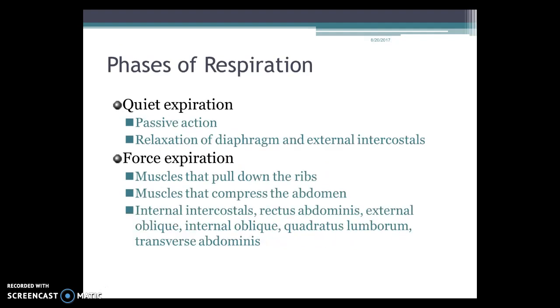Expiration, quiet expiration, should just be a passive action. Your diaphragm and your intercostals will relax, but it shouldn't take any active contraction to make those relax.